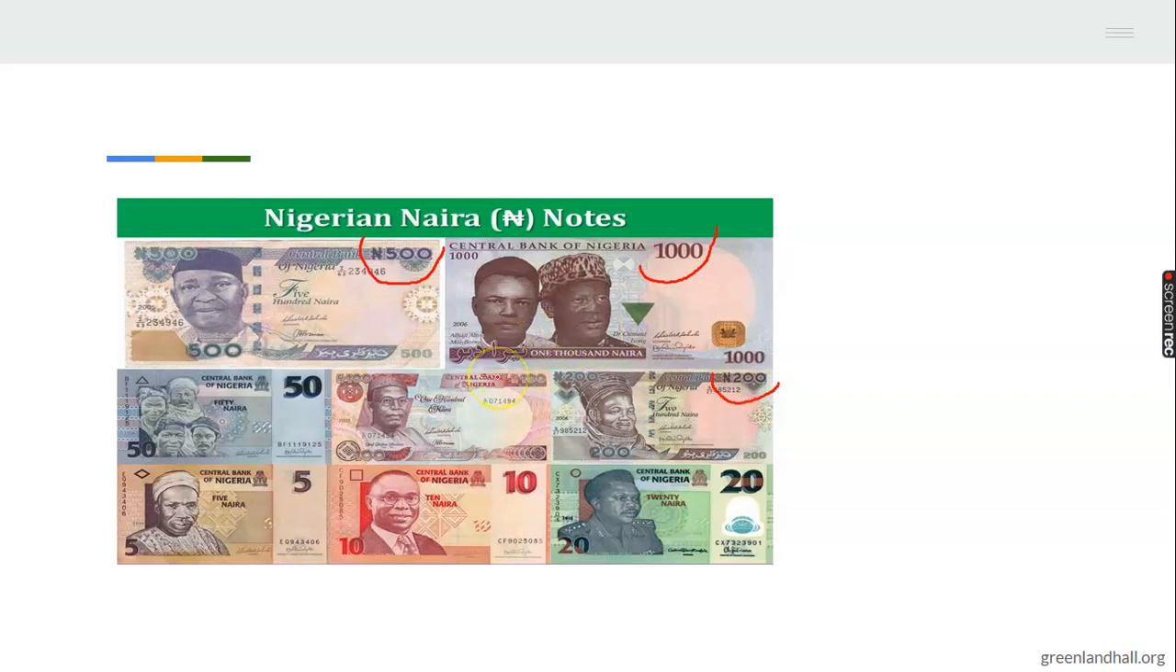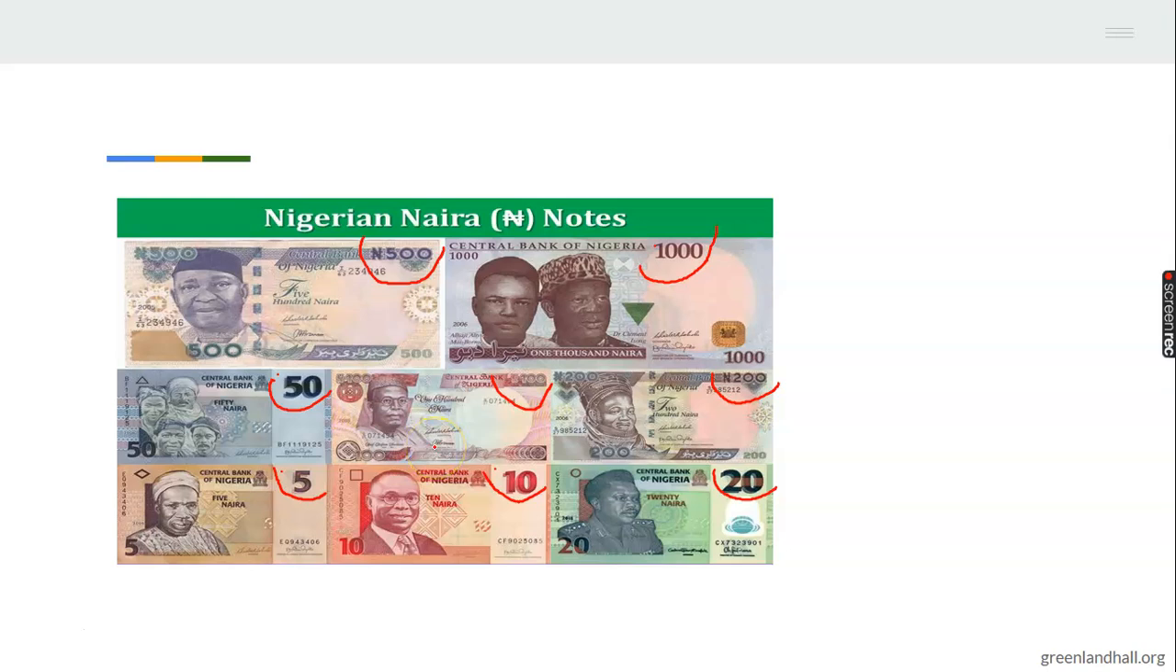Beside it, we have the 100 naira note. And then beside the 100 naira, we have the 50 naira note. Let's come down. Look at this green. This unit of currency is the 20 naira note. Beside it, we have the 10 naira note. And then beside the 10 naira, we have the 5 naira note.